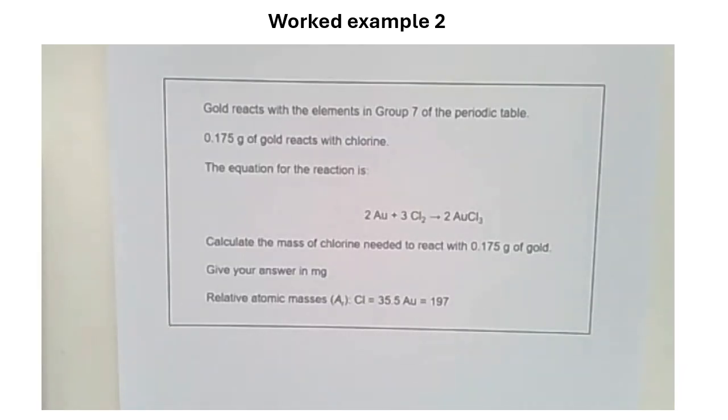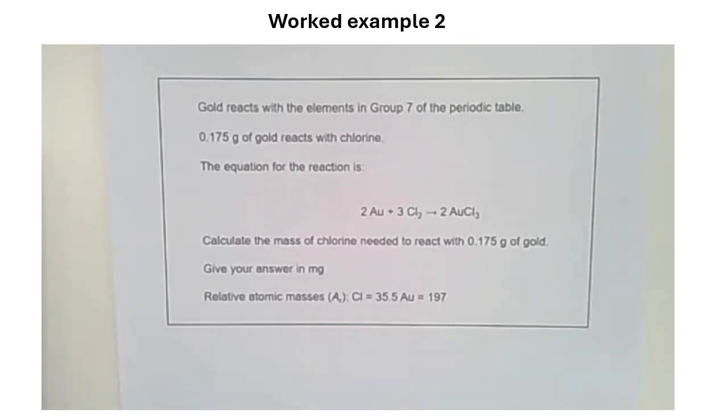This is the second worked example for today. So again, I'm going to read through my question and highlight all of the important information. Gold reacts with the elements in group 7 of the periodic table.